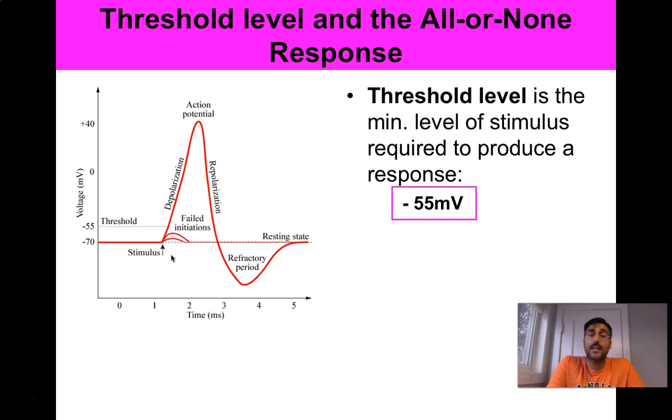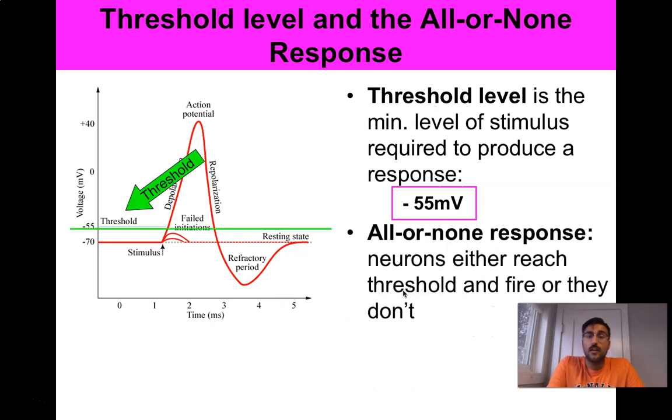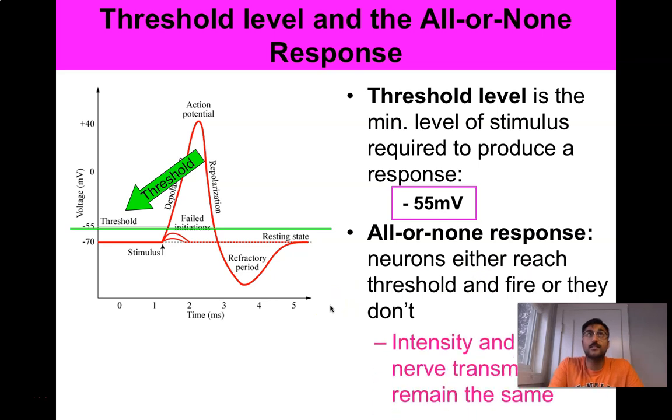So negative 55 millivolts is that minimum threshold potential, and it's an all or none response. So once it hits negative 55, the whole action potential happens. If it doesn't hit negative 55, the action potential does not happen. So the intensity and the speed of nerve transmission are all going to remain the same. It's just that you either have it happen or you don't have it happen. You either reach the negative 55 or you don't reach the negative 55.